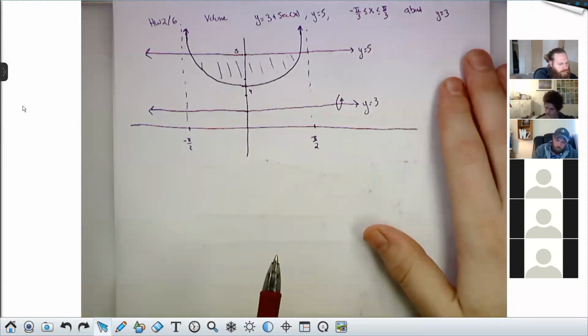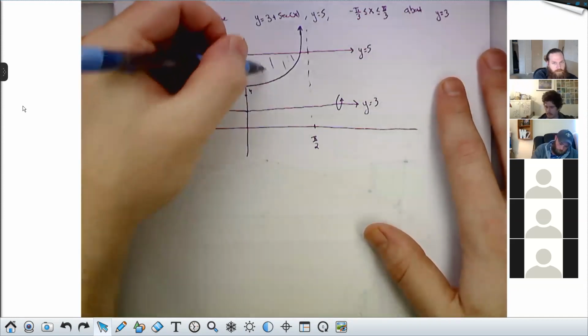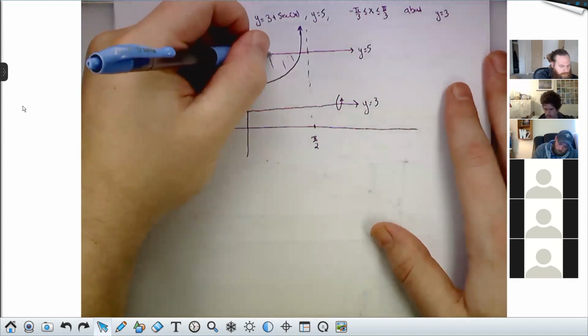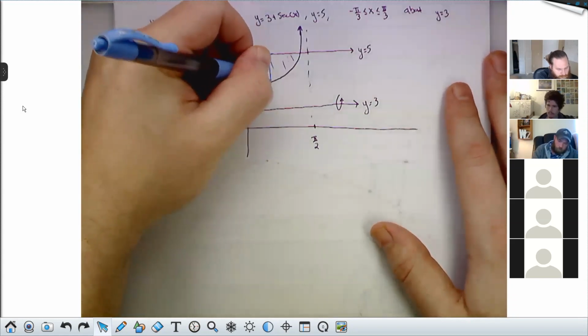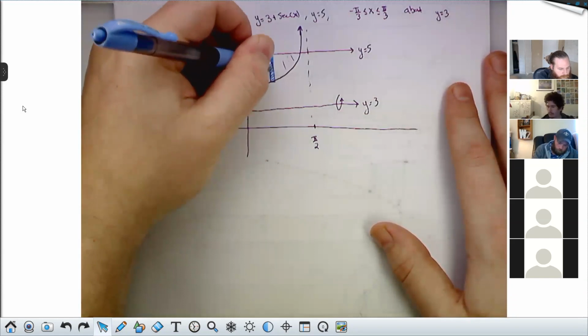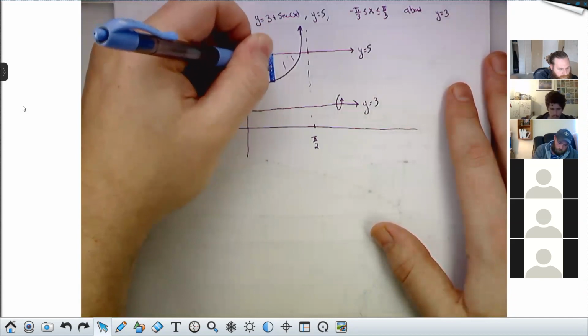I need to know how to draw in my strip next. So my strip, is it going to be up, down like this or left, right like this? Has to be up, down. Good, yeah. Perpendicular to the axis of rotation, always for the disk washer method. So here's my little differential thickness strip. Since it's oriented vertically like this, its thickness is a little dx thickness.